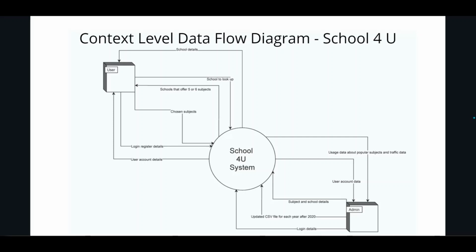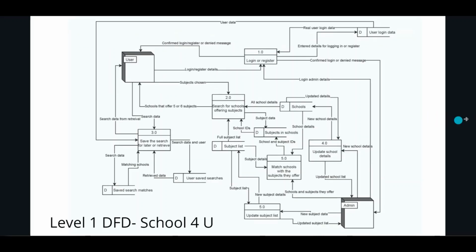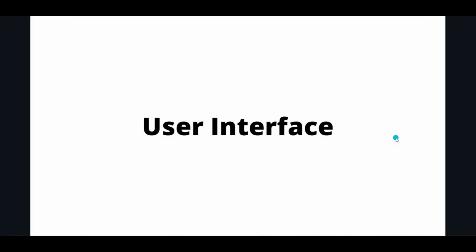Here is the context level DFD for the system. The two external entities are the user, teacher, student, and parent, and the administrator of the site who will update data and track site usage. The level 1 DFD shows users can log in, search for schools, and save their searches. Admin can log in, update school data, subject data, and update the subjects offered by schools, updated yearly to keep data current. There are a total of 6 data sources shown relating to the 6 tables discussed earlier.